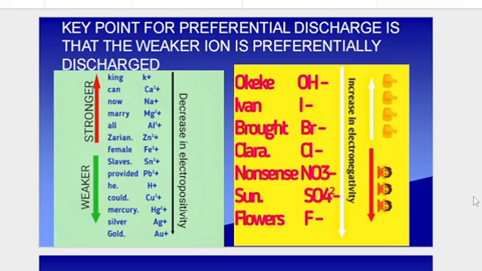Are you done? Come again. Electrochemical series is an arrangement of ions in an order of increasing standard reduction potential from top to bottom.